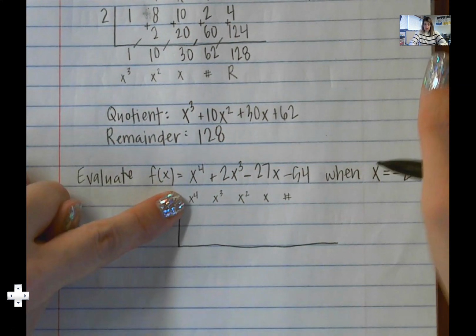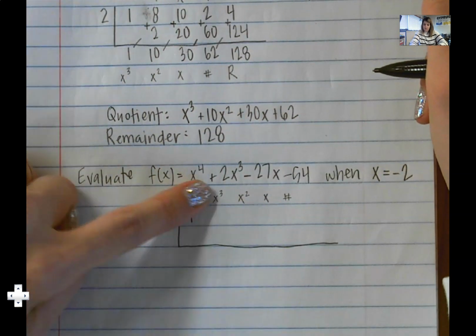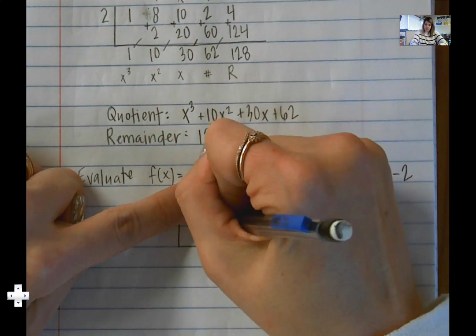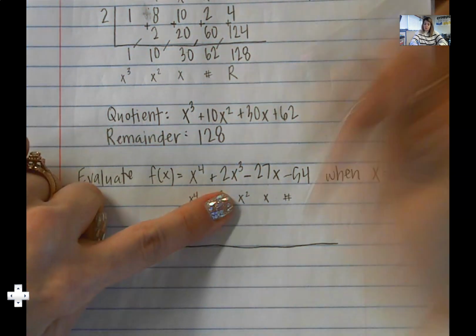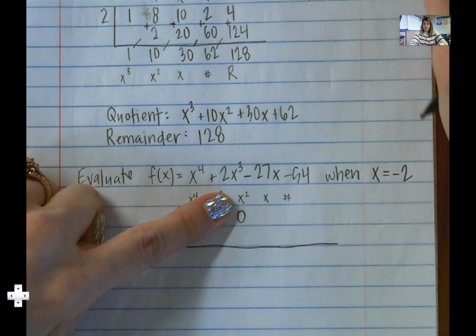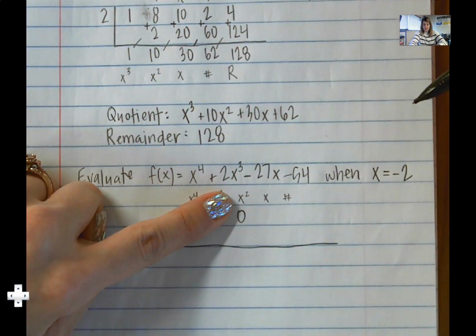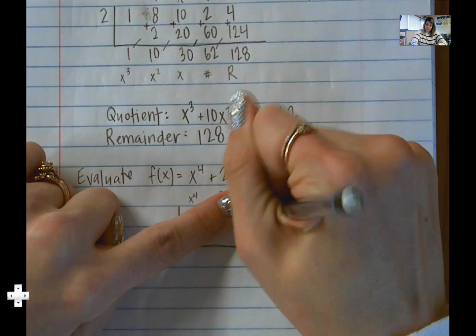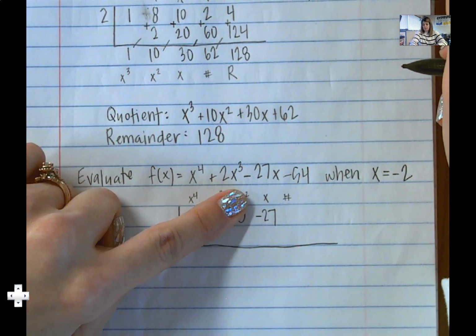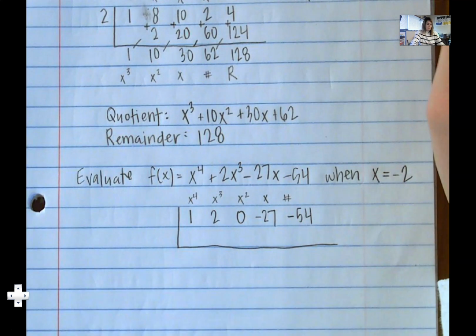So the coefficient on x to the fourth is 1. The coefficient on x cubed is 2. The coefficient on x squared is 0 because you do not have an x squared term in this function. The coefficient for x is -27, and the number is -54, or the constant.